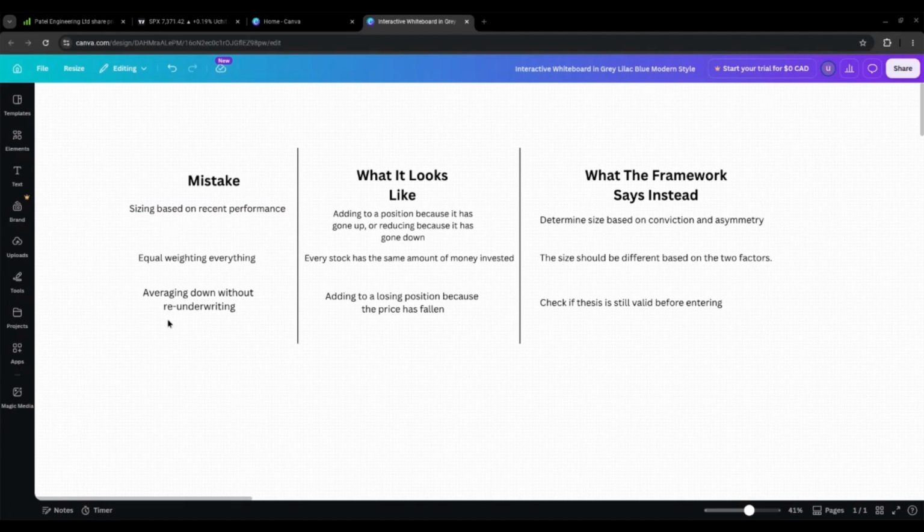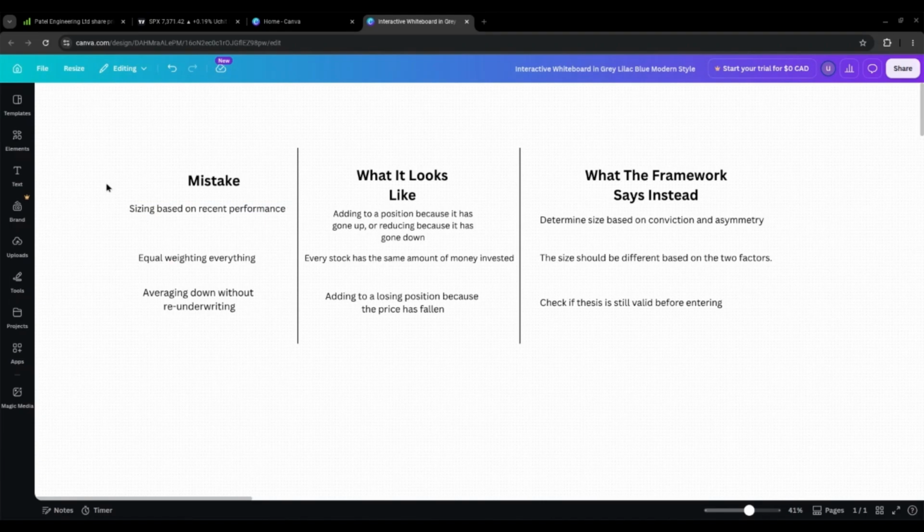Before I close, three mistakes that this framework is especially designed to prevent. I'm covering these not because they're theoretical errors, but because I made versions of all three, and I want to be precise about what each one looks like in practice. Because the most dangerous mistakes are the ones that feel like disciplined decisions in the moment.